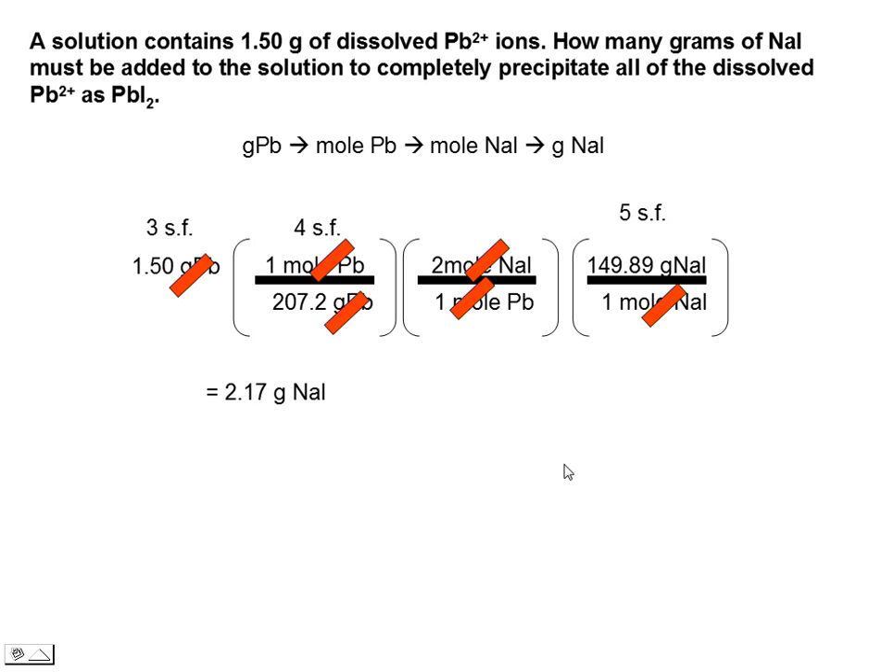And what I got was 2.17 grams of sodium iodide. The correct answer for this problem is 2.17 grams of sodium iodide, which is letter A.